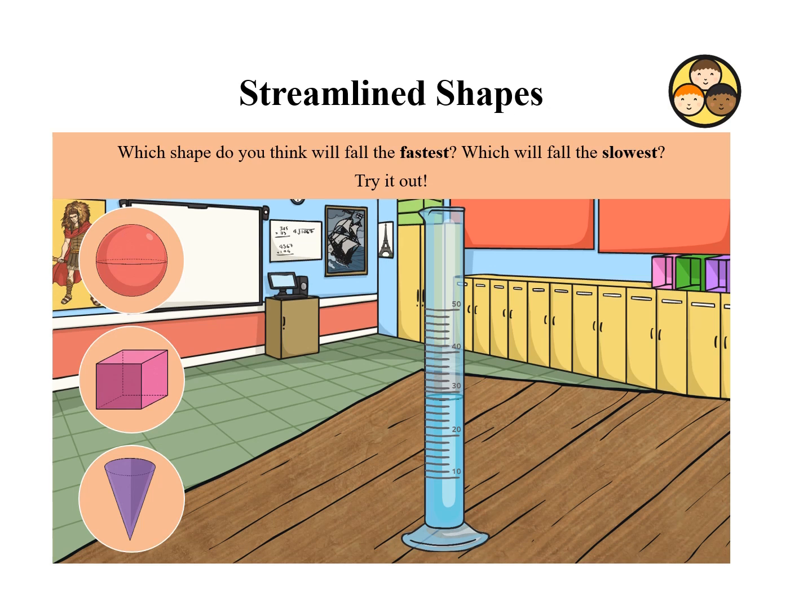Also, a task of streamlined shapes. See, I have three shapes. The first is a sphere, the second one is a cube, and the final one is a cone. Which shape do you think will fall the fastest and which will fall the slowest, and why? Try it out.